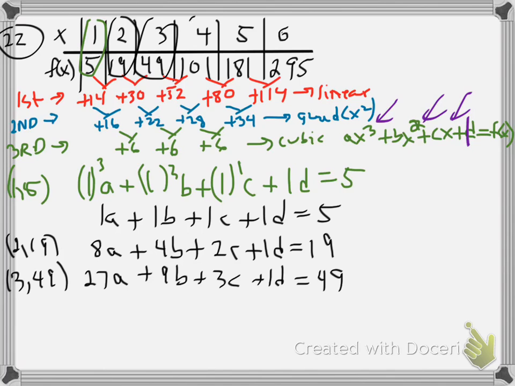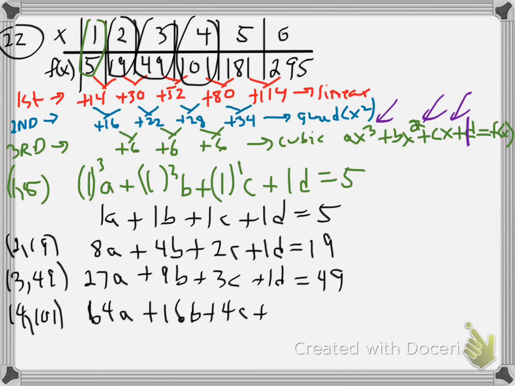And you can use any of these, but I'm going to use 4 here. 4, 101. Then 4 to the third is 4 times 4 times 4, which is 64. And then 4 squared is 16. And then 1d equals 101. Okay? And on the next page, that will give you a matrix you can enter in. Remember, you can put it into a matrix.